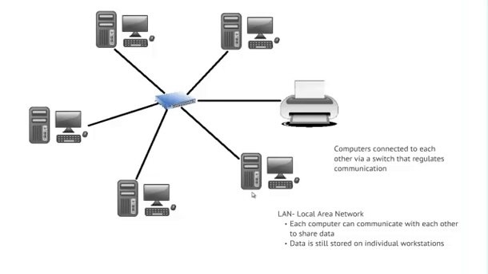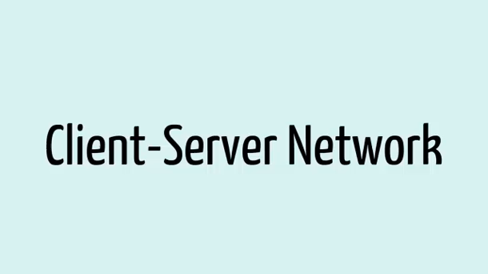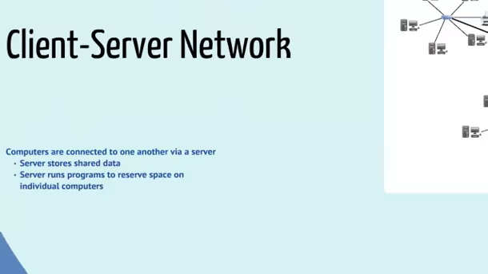If we want to go beyond that, we would move up to the next level of networking, which is a client-server network. In this case, we've moved away from the peer-to-peer networking, and you can see instead of that equality, there seems to be some sort of hierarchy in a client-server network, and that is in fact the case. In this case, the computers are connected to each other via a server, a central point, a central computer. The server stores shared data. It also runs programs that can reserve space on individual computers, and it can assign roles for the different computers that will be on the client-server network.